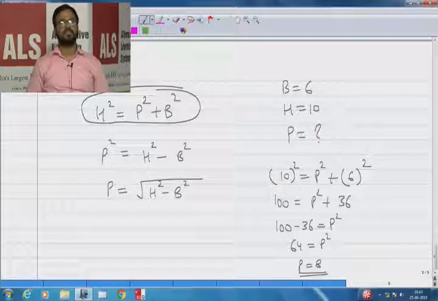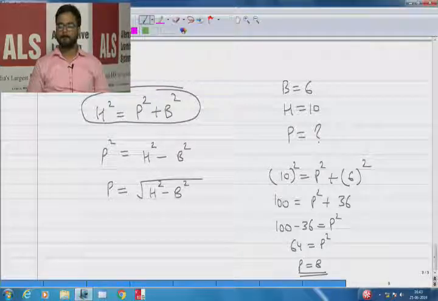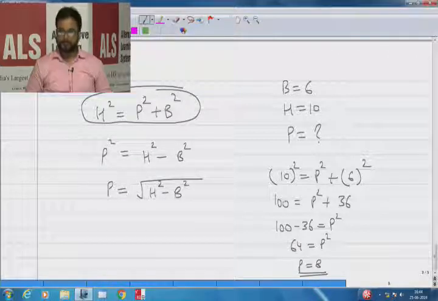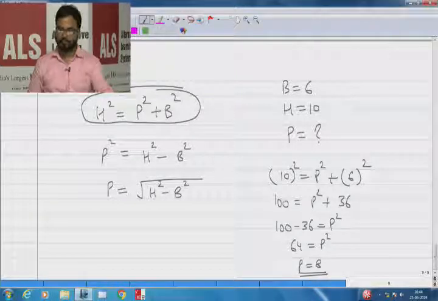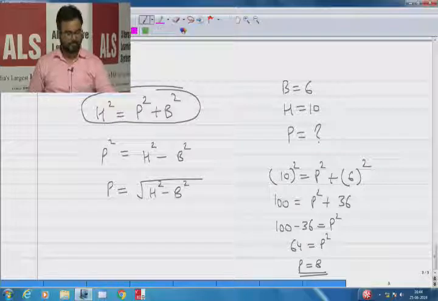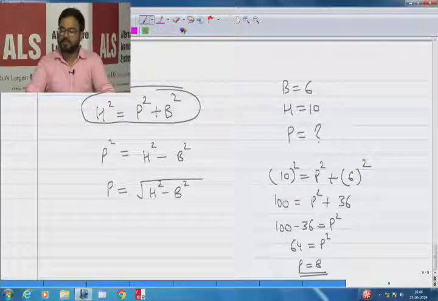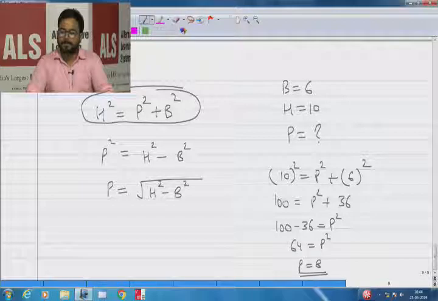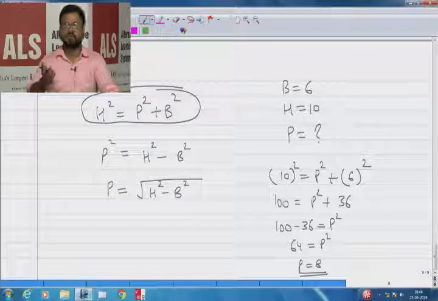Is this clear? The base and perpendicular formula of Pythagoras theorem? Okay, perfect. It is not a different one, the same thing was there.